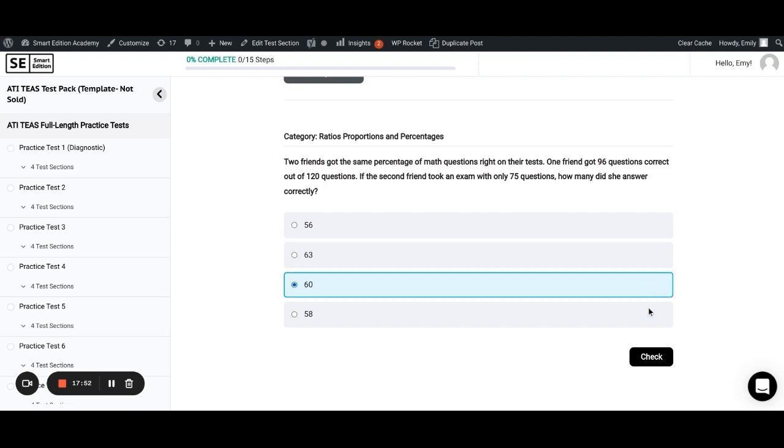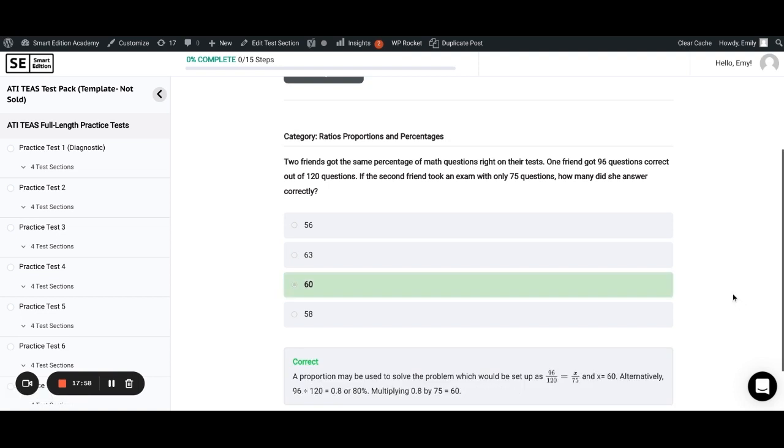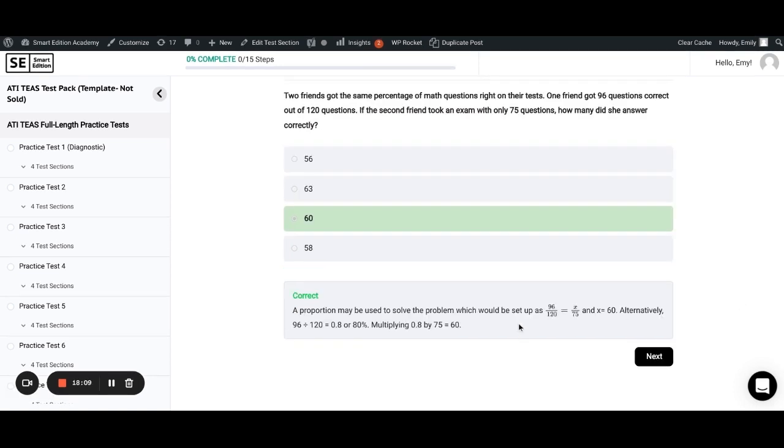The answer is C, 60. She answered 60 questions out of 75 correctly. So friend number one has 96 questions correct out of 120, which equals X over 75. 75 is the amount of questions that was on the second friend's test. So we do 96 times 75, we divide that by 120, and then we solve for X, which ends up being 60.